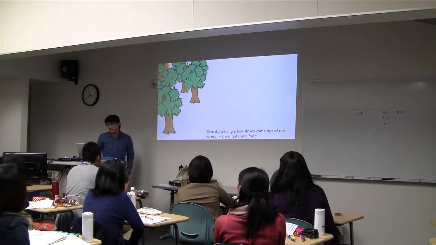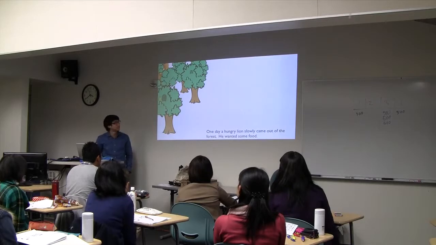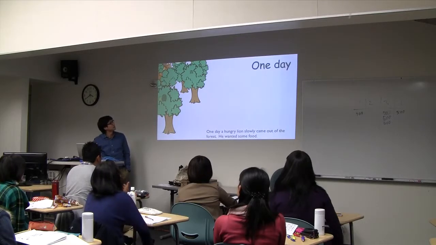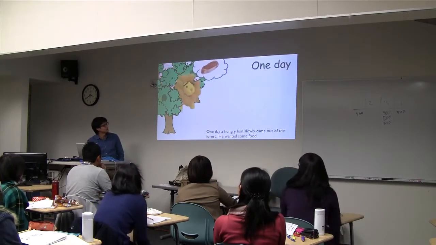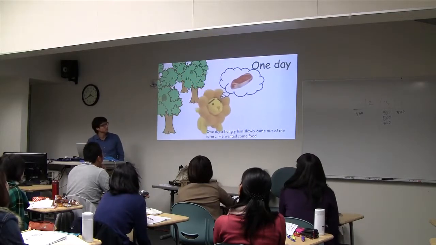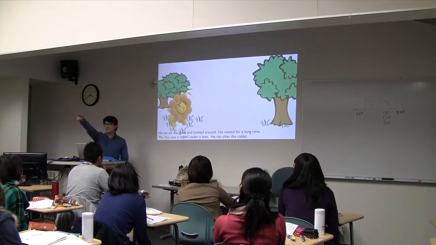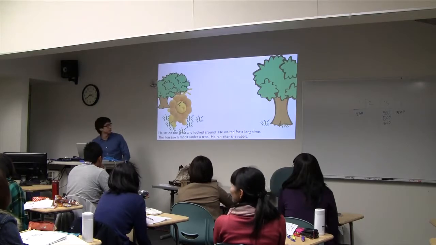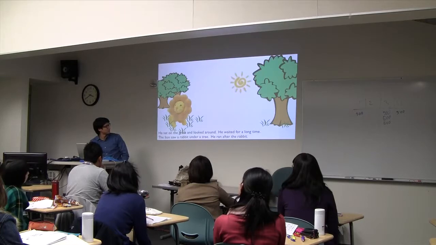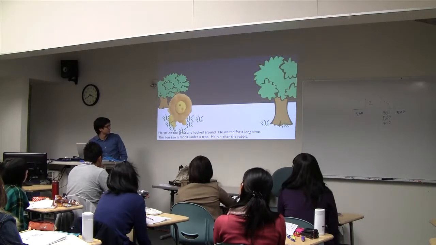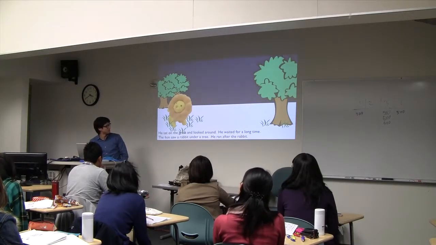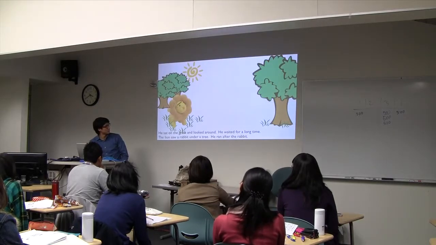One day, a hungry lion slowly came out of the forest. Hungry lion. He wanted some food. Okay, next, please, popcorn. Popcorn to somebody else. Choose. He sat on the grass and looked around. He waited for a long time. The lion saw a rabbit under the tree. He ran after the rabbit.